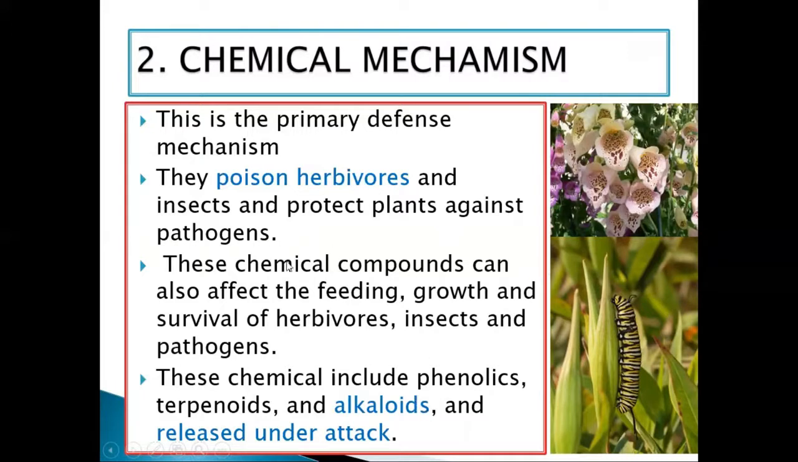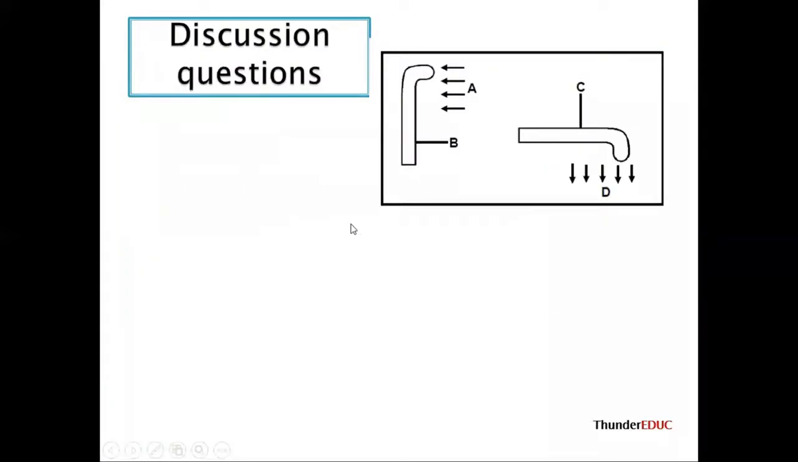So in most cases, if something is looking to eat these plants, these chemicals are released. Basically, the plants release these chemicals so that they can kill these organisms, or scare them away. The bad smell can scare them away so that they don't go and attack the plants.